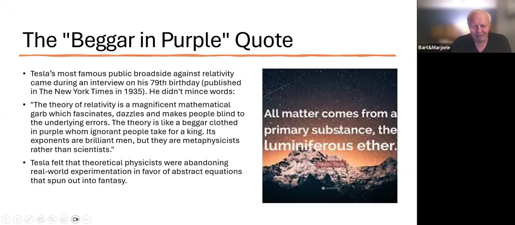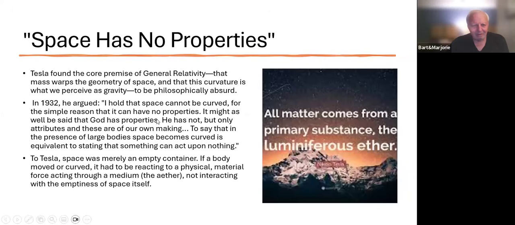For Tesla, all matter comes from a primary substance, the luminiferous ether. Yeah, the ether itself, as it condenses and so forth, this is how particles get created. This is how we have matter and dark matter get created. Tesla saw this in a series of experiments, but unfortunately for Tesla, other people didn't accept his experiments. Tesla found that the core premise of general relativity, that mass warps the geometry of space and curvature is what we perceive as gravity, to be philosophically absurd.